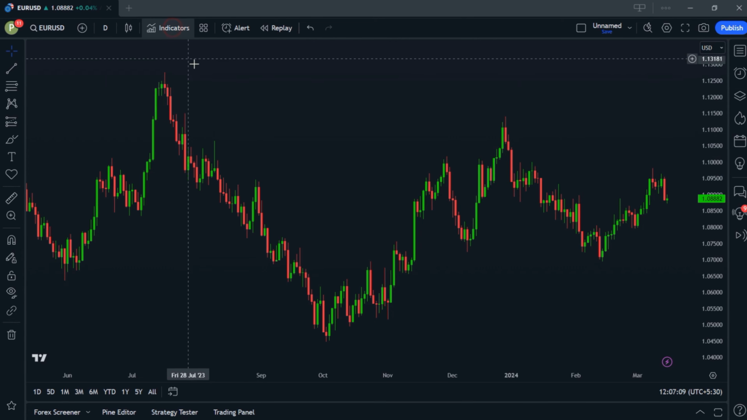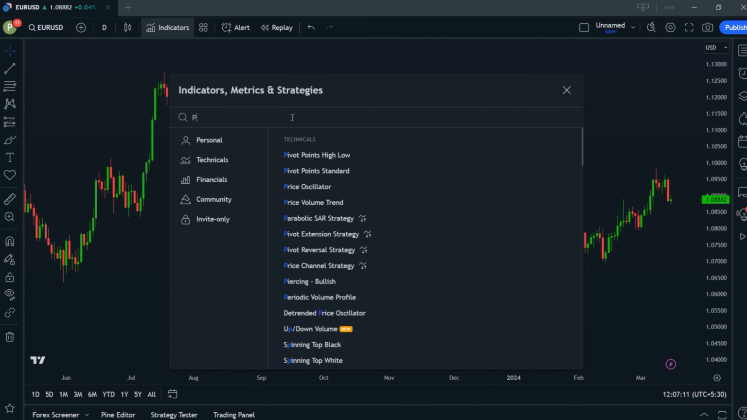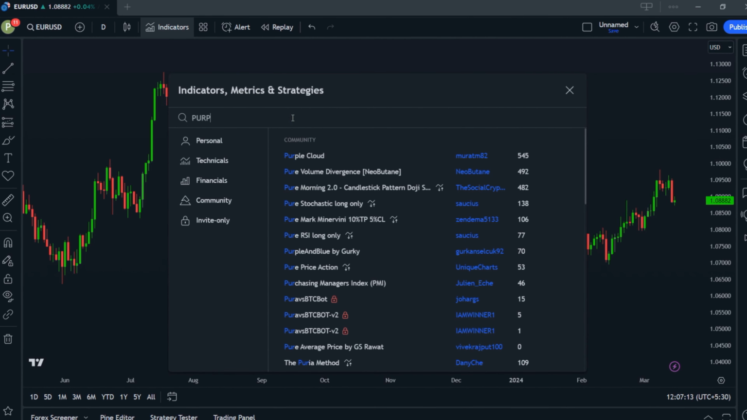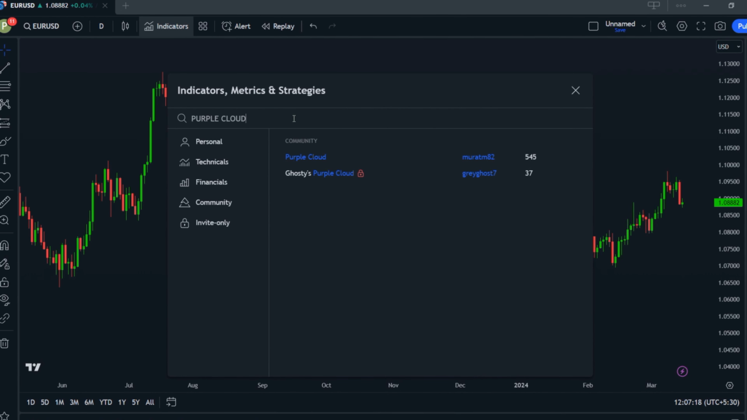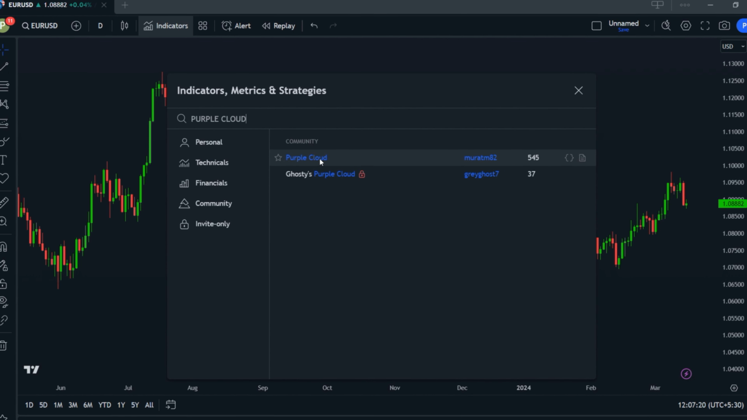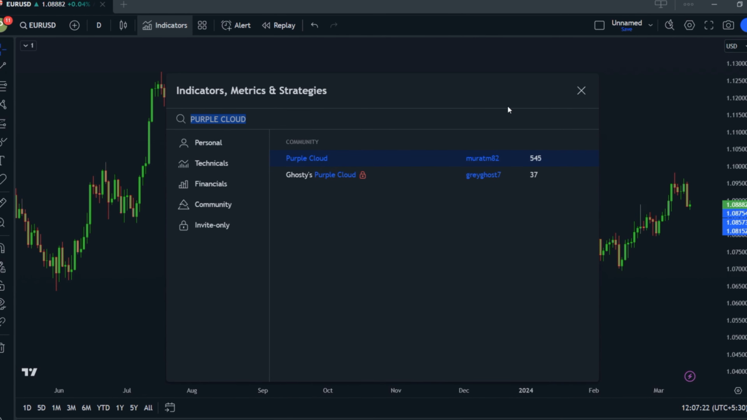Head on over to Tradingview, fire up that chart, and navigate to the indicator section. Don't worry, it's easier than finding a decent meme stock these days. Once you're there, type in purple clown, add it to your chart. But before customizing the indicator, one important thing.